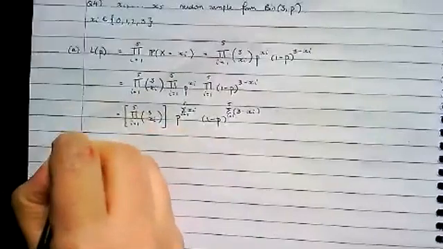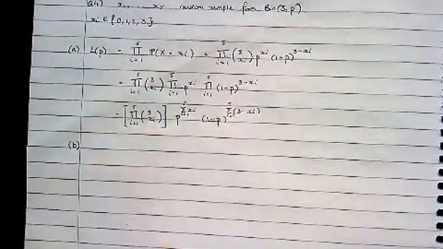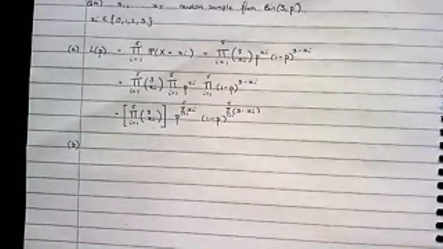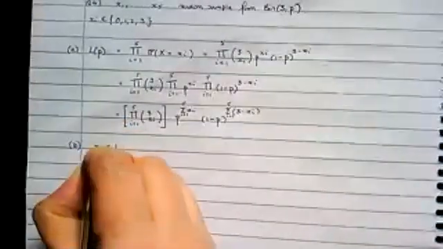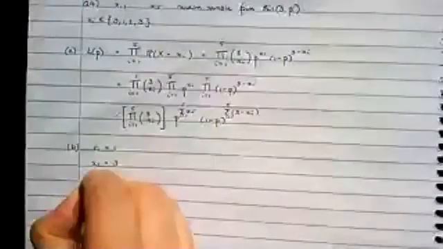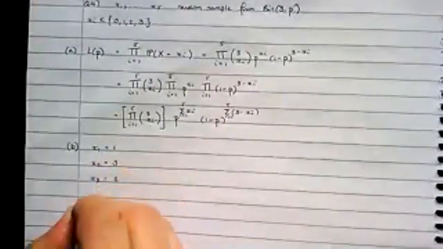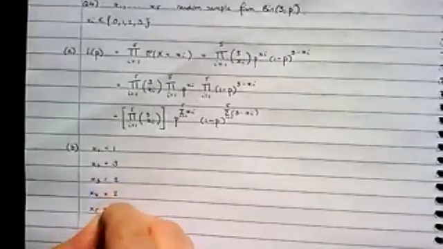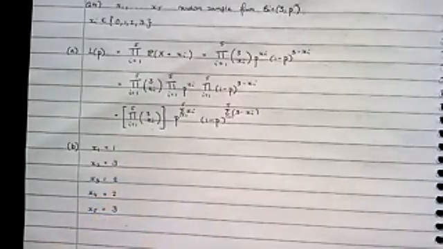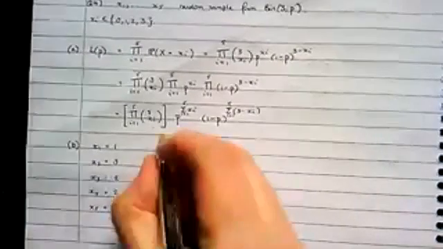So part B. The first thing I want to be doing there is finding L(p) in the particular case that I've been given. So the data we've got is x1 is equal to 1, x2 is equal to 3, x3 is equal to 2, x4 is equal to 2, x5 has the value 3. So given that information, we can simplify our expression for L a little bit.